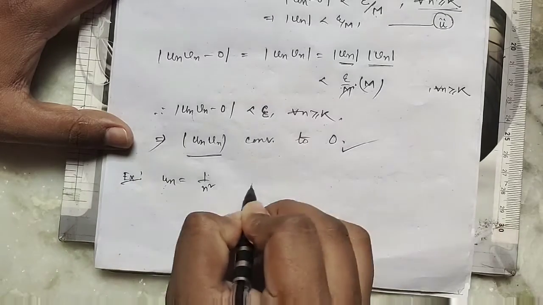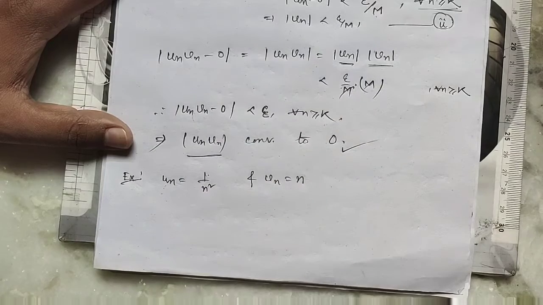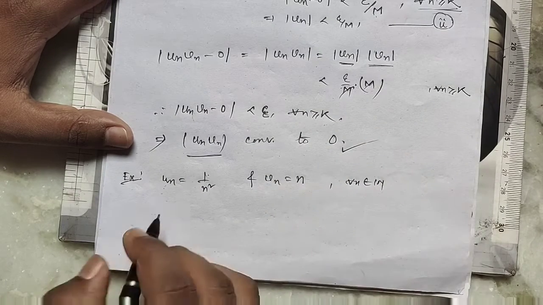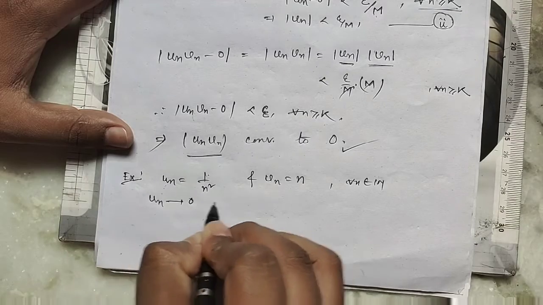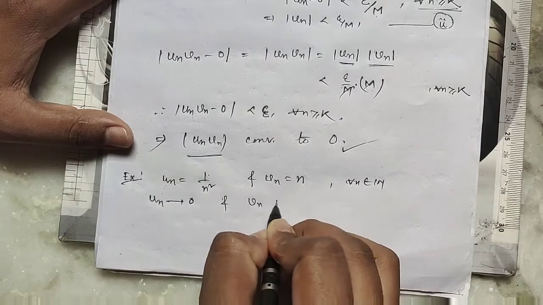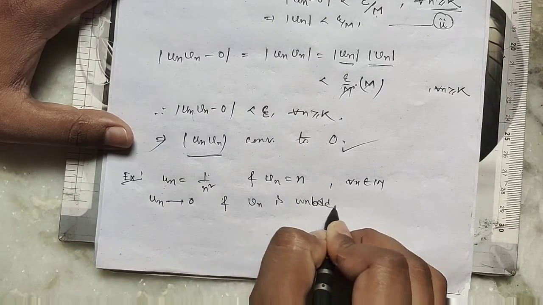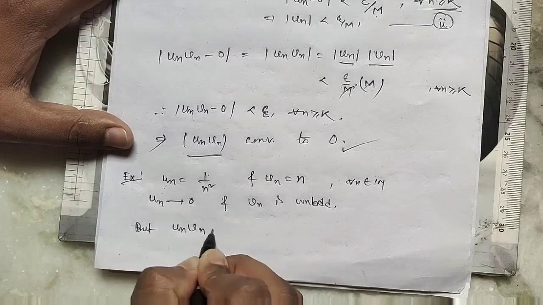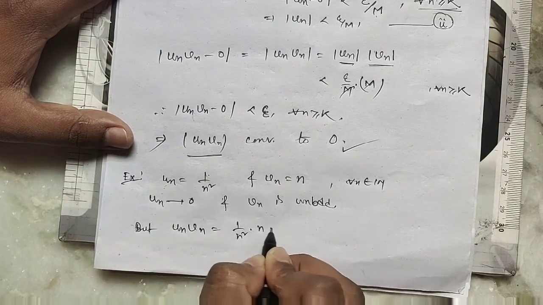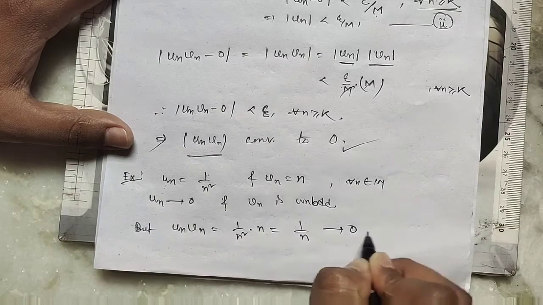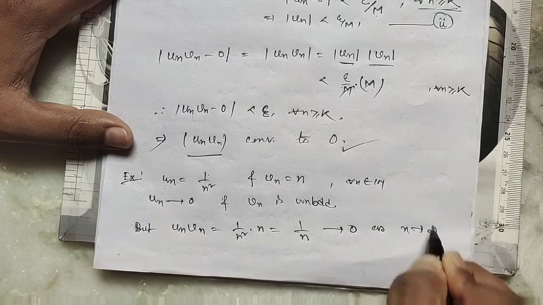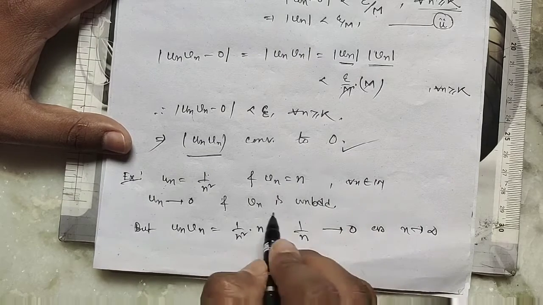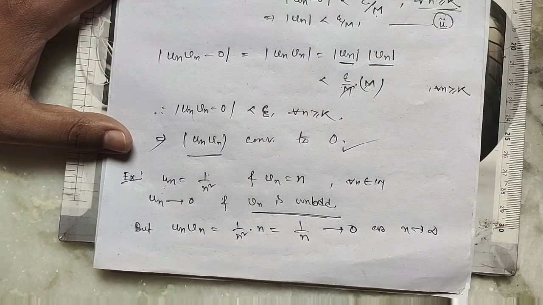un equal to 1 by n square and vn equal to n, for all n belongs to natural numbers. Then un tends to 0 and vn is unbounded. But un vn equal to 1 by n square into n, that is 1 by n, converges to 0 as n tends to infinity. That is, un vn converges to 0 but vn is not bounded.